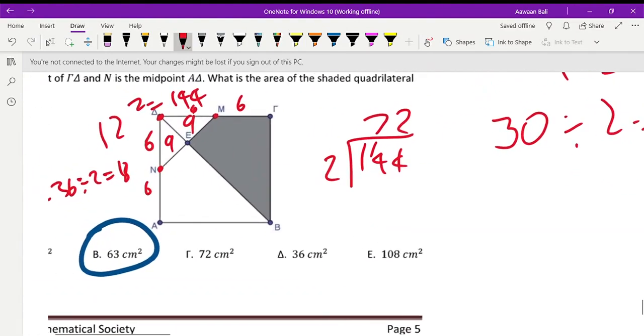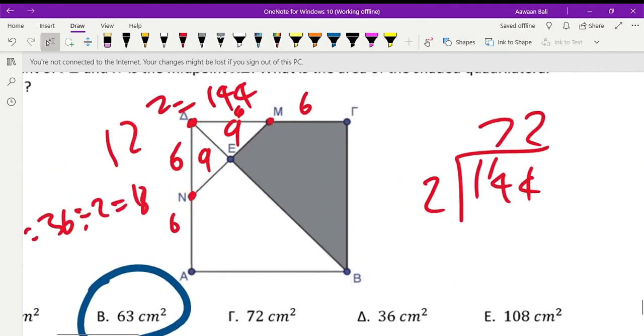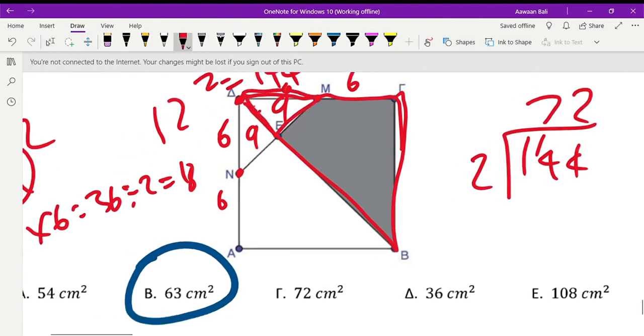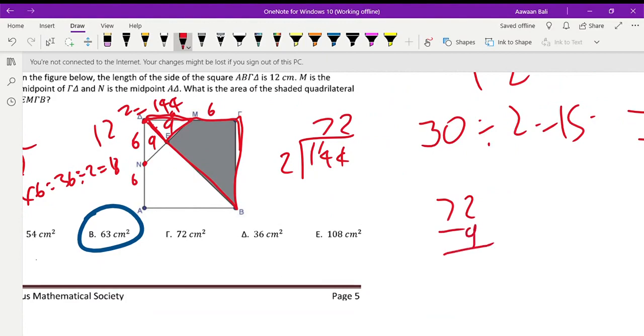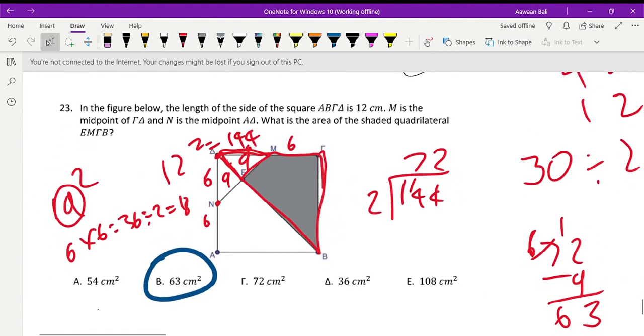And now, since we know the whole triangle is 72 and the area of this is 9, we can just do 72 minus 9 and you get 63. So therefore the answer is beta, 63 centimeters squared.